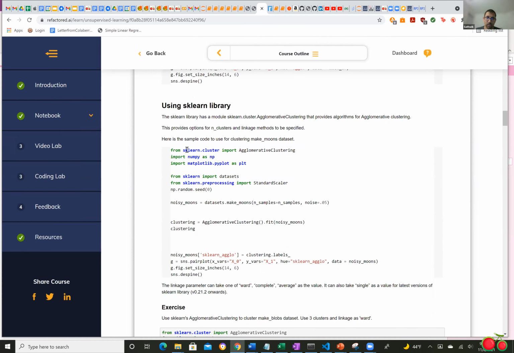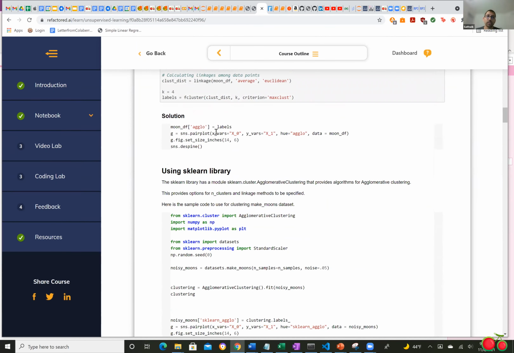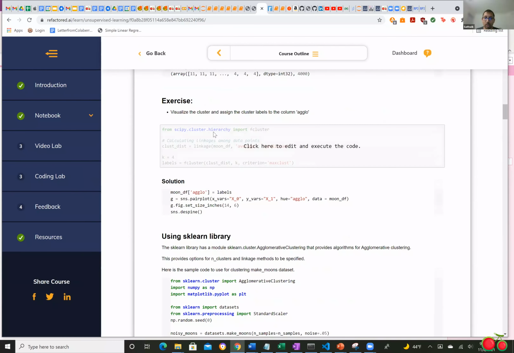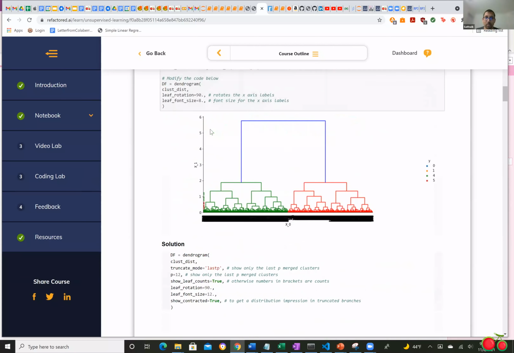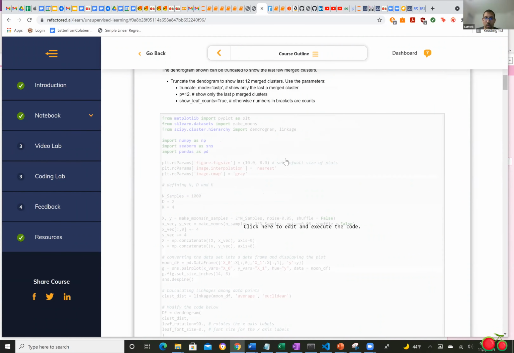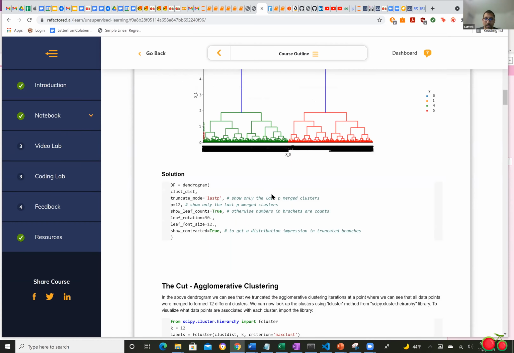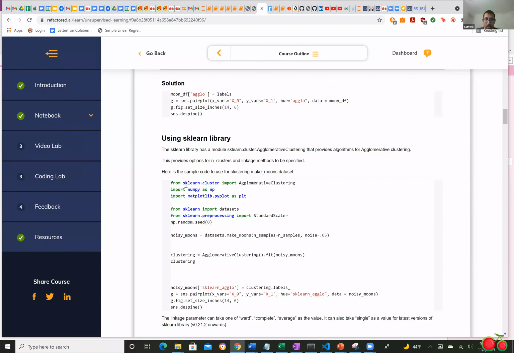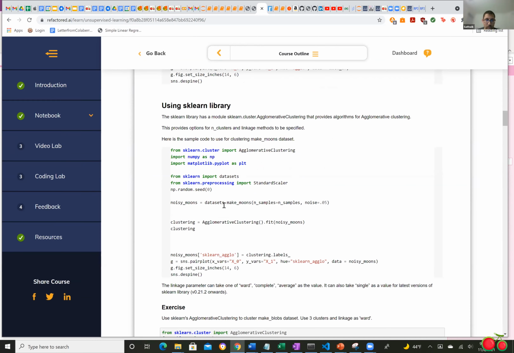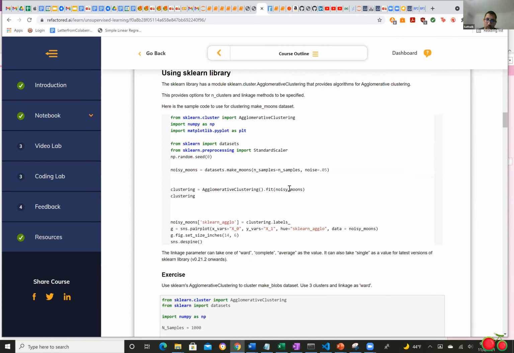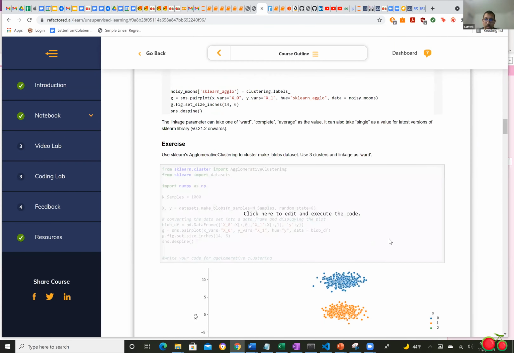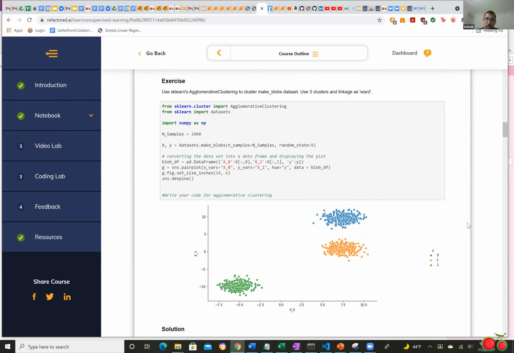So it looks like this is using the sklearn library. The first piece of code was showing you how to implement this model from the SciPy library using dendrograms and linkage. In the sklearn library, you will use sklearn.cluster and import AgglomerativeClustering. It's the same thing. Again, with the same data set, it does a fit, and then you get clustering labels from here, and then you visualize your data set, right?